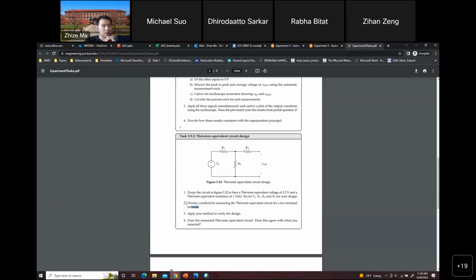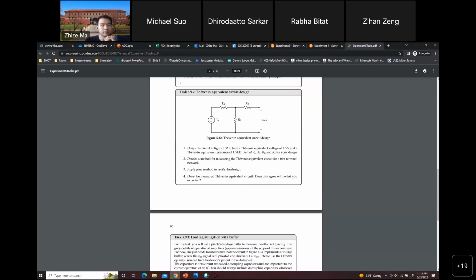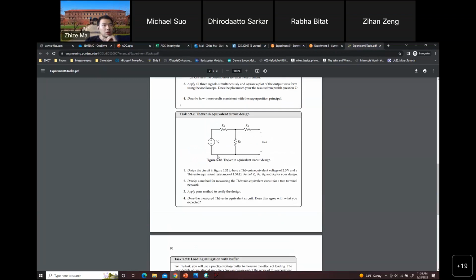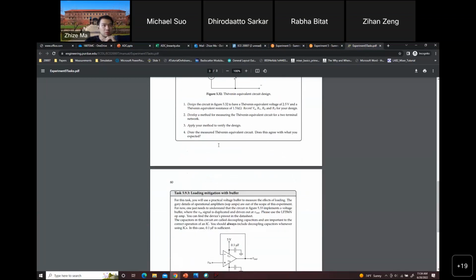All right, so that's step 2. And after you get step 2, you can apply your method to verify your circuit and make sure the RTH is 1.5 kilo ohm and the VTH is 2.5 volts. So that's task 2. Any question about task 2? If not, let's go to task 3.